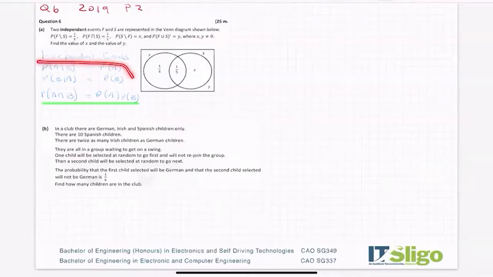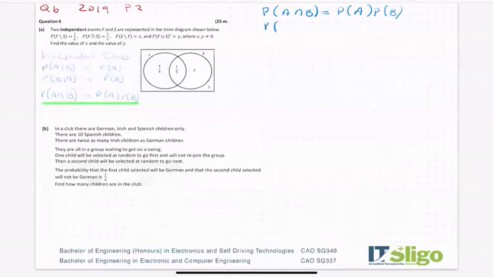Now we have no conditional information in our question, so that's no good to us. So let's use the bottom one. The probability of A intersection B is equal to the probability of A times the probability of B. Now a couple of things to be careful of here. Let me write it down for our question, because of course it's not A and B, that's just the general case. We have F and S in our question.